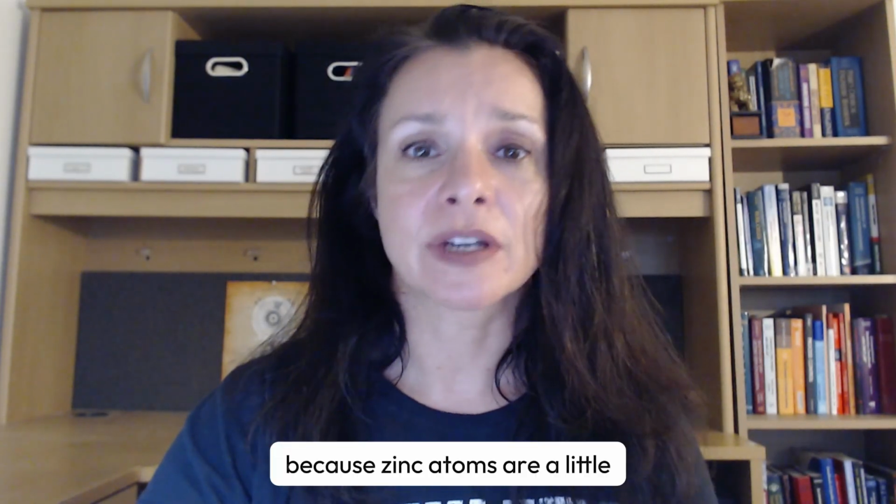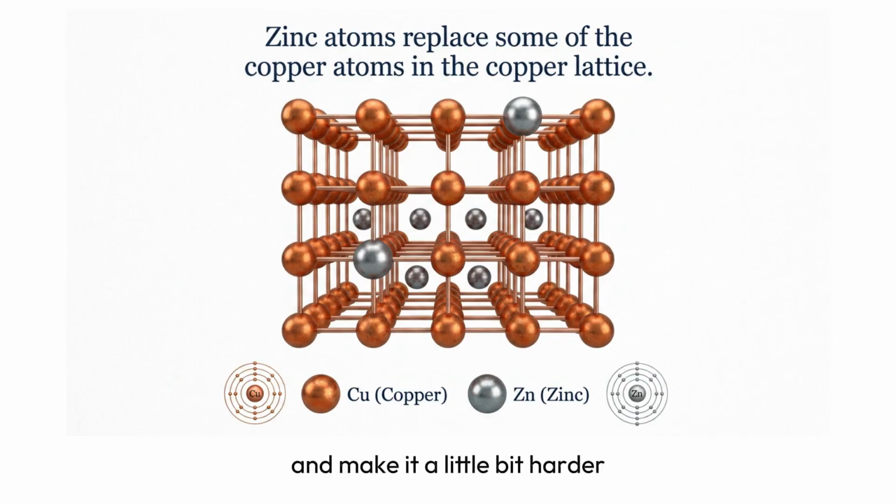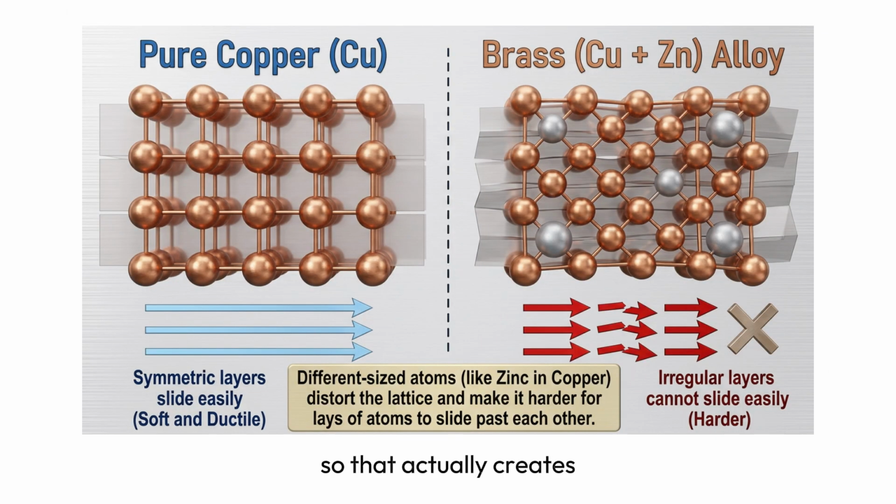Because zinc atoms are a little different than copper atoms, they distort the lattice and make it a little bit harder for the layers of atoms to slide past each other. So that actually creates an alloy, the brass, which is harder than pure copper.